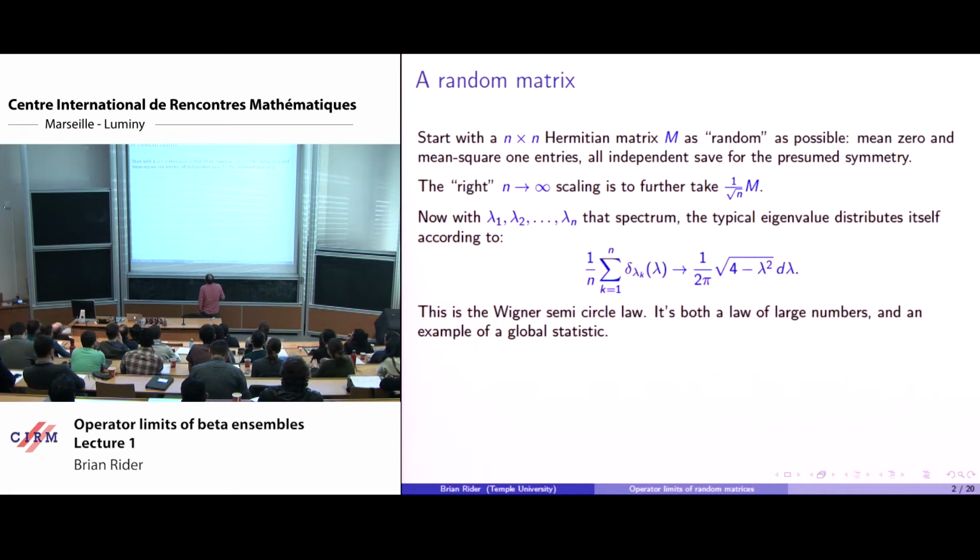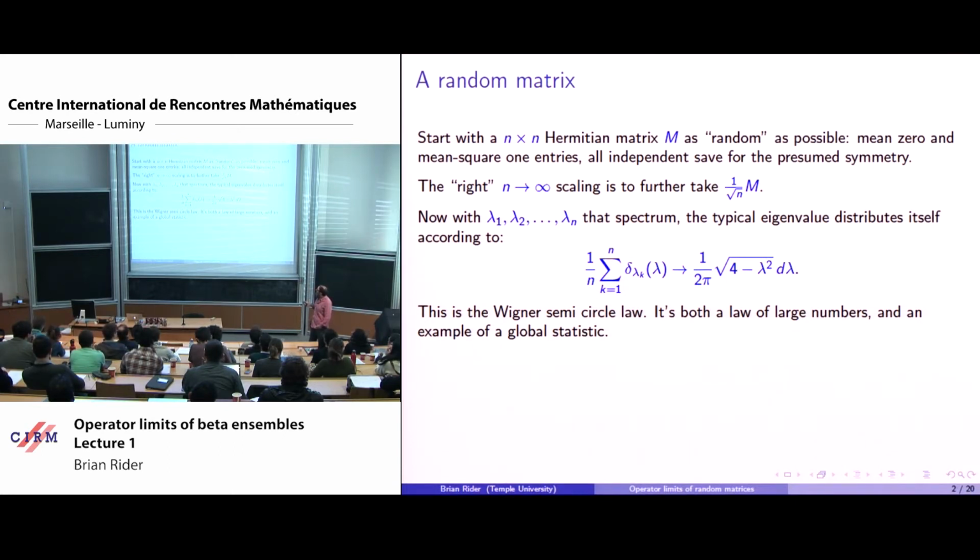Now, that's not the right scaling to take if you want to look at n going to infinity. If you don't want the spectrum wandering off, filling the whole line, you have to take that matrix and multiply it by a factor of 1 over the square root of n as n gets large. The best way to see that is to do a little calculation that goes back to Wigner. So let lambda 1 to lambda n be the eigenvalues of this rescaled matrix. So all the variances are now 1 over n.